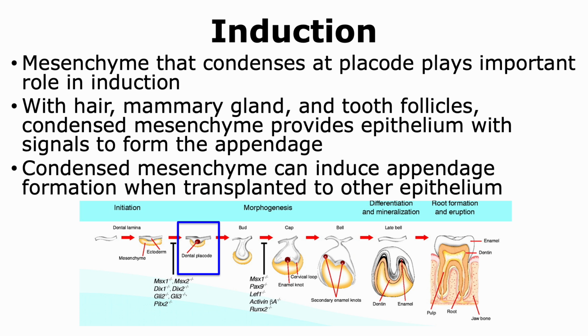As development progresses, we can see the bud stage where the ectoderm is intercalating into the mesenchyme. And this is where the mesenchyme is going to start playing a role in inducing changes in the ectoderm. So as development progresses, the mesenchyme condenses and gives signals to the ectoderm and allows the ectoderm to start developing, and ultimately we get the formation of a tooth.